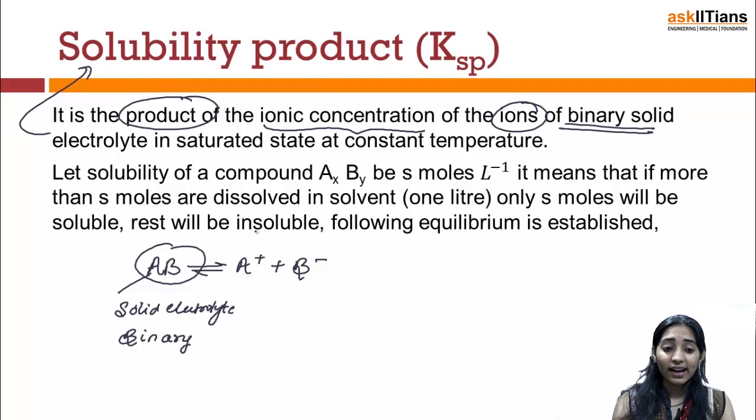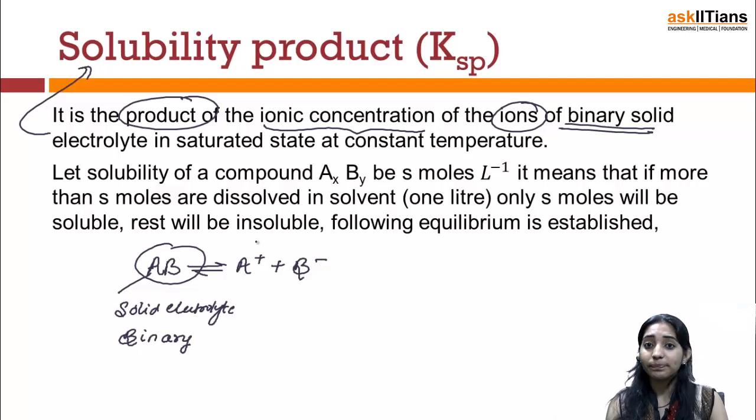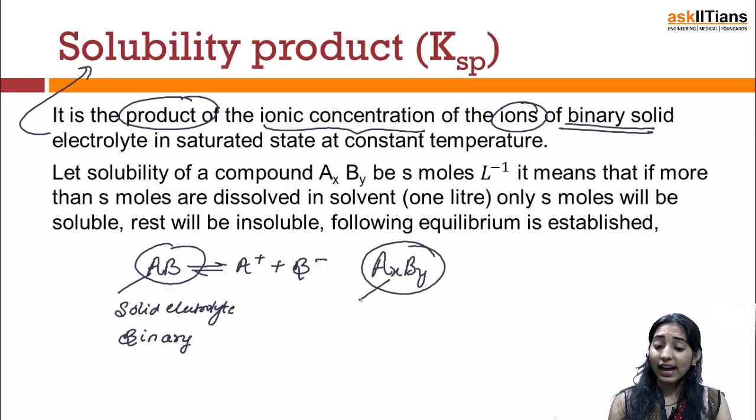So let us say that there is a compound AxBy and its solubility is S moles per liter. This means that if more than S moles are dissolved in a particular solvent, let's say you are considering just 1 liter of solvent and you have a compound AxBy, and let's say that the solubility of this compound is S moles per liter.